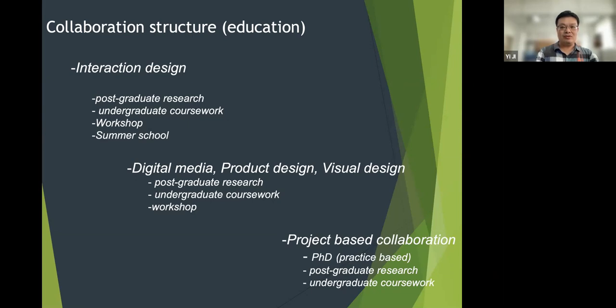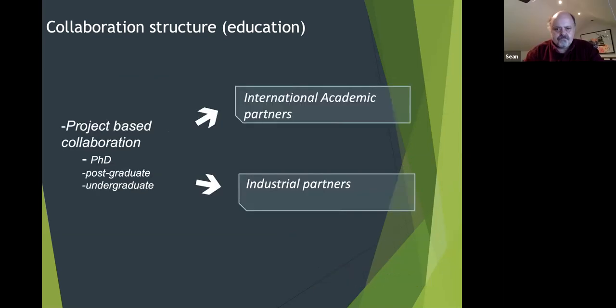We also have project-based collaboration, with partner universities in the UK, Australia, Japan, and New Zealand. And we also have co-education and student exchange with different universities. For collaboration we have two strategies: one is the international academic partner and one is the international industrial partner. So you can see we have different models for different collaborations.